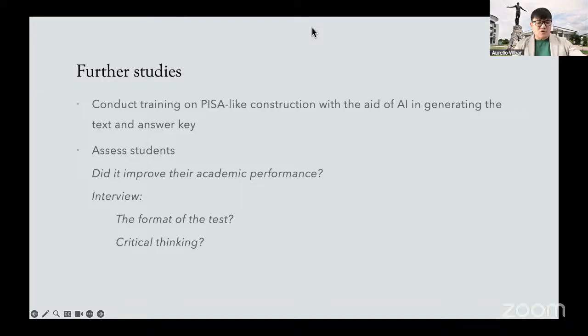Kasi nga, totoo din naman, mahirap gumawa ng mga tests that are situation-based. And if you have so many load, you can use AI to generate it as long as we always check naman siguro if the questions are okay or not. And then you can assess the students. Did it improve their academic performance? What is evident in the PISA-like test is the integration of math, science, and reading. So it's always good to have this type of test that will integrate content courses to the language courses. Kasi in this way, makikita yung comprehension and application of the content.